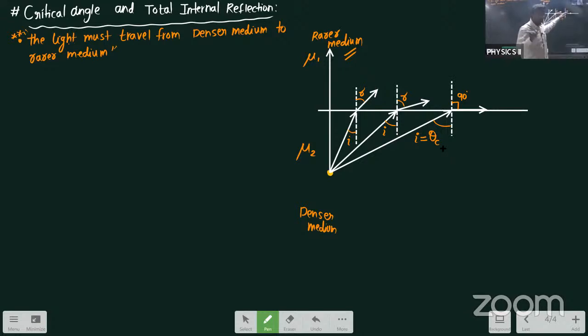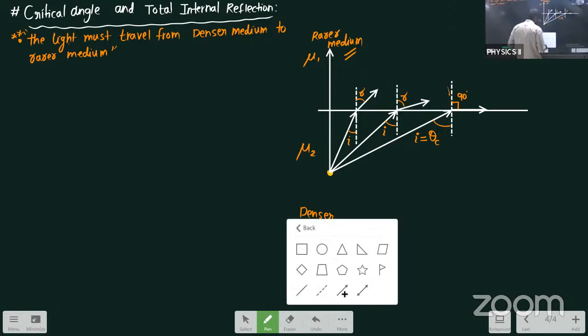So at one particular angle of incidence, what is happening? The refracted ray is making an angle of 90 degrees with the normal, in the rarer medium. This angle is called the critical angle. Let us understand what will happen if I further increase the angle of incidence.